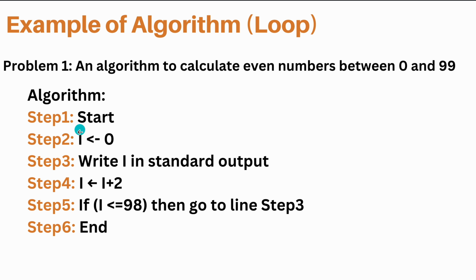Which means the initial value of I is 0. Write I in a standard output. Then, actually we are calculating the even numbers, we are summing those numbers. Then what will we do? I equal to I plus 2, because I started from 0, so I equal to I plus 2 means the next number will be 2. So here 0 plus 2, it will be assigned to 2.